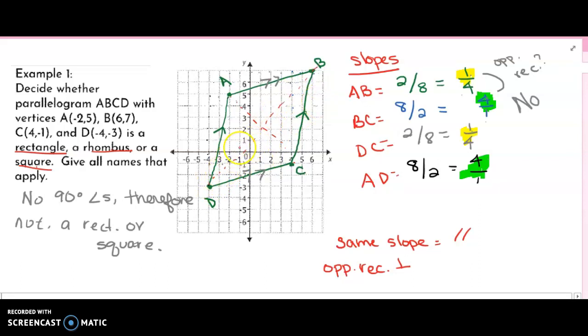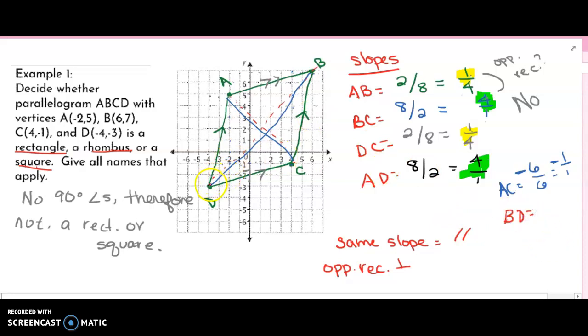Okay, so I'm going to check the slopes of the diagonals to see if they are opposite reciprocals. Okay, so I want to find the slope of DB and then also the slope of AC. So the slope of AC, this has a negative slope. Okay, I can tell because it's going down. So it's going down 1, 2, 3, 4, 5, 6 and right 1, 2, 3, 4, 5, 6. So negative 6 over 6, which is negative 1 over 1. Okay, now I want to find the slope of BD.